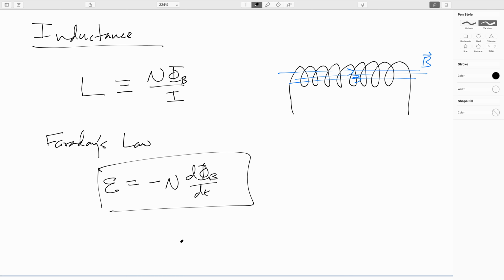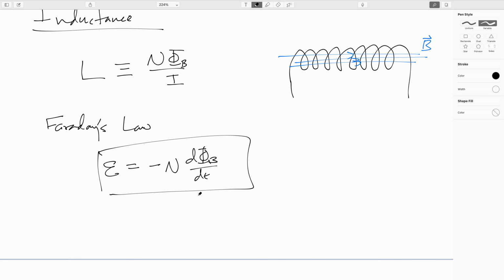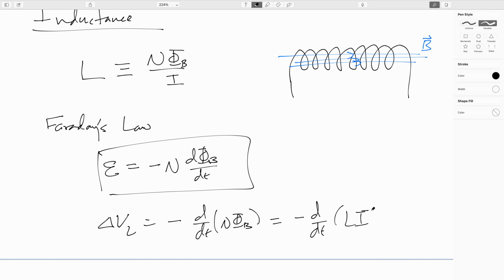So the voltage across our inductor, ΔV_L, will be equal to this EMF. So this will be minus, well, this, but I'm going to bring the N inside the derivative. I'm allowed to do that. It's a constant. But now, from our definition of inductance, if I times both sides by L, I can observe that that will be minus d/dt of Li.